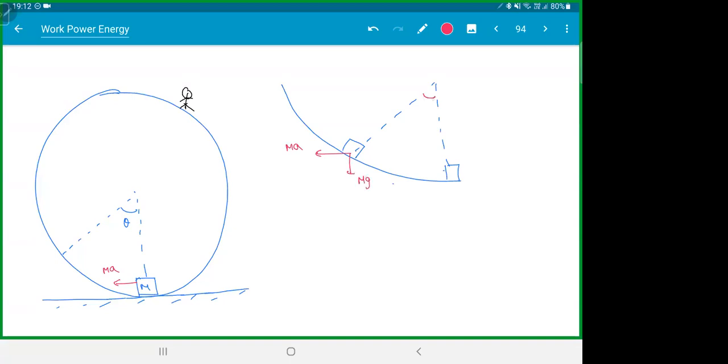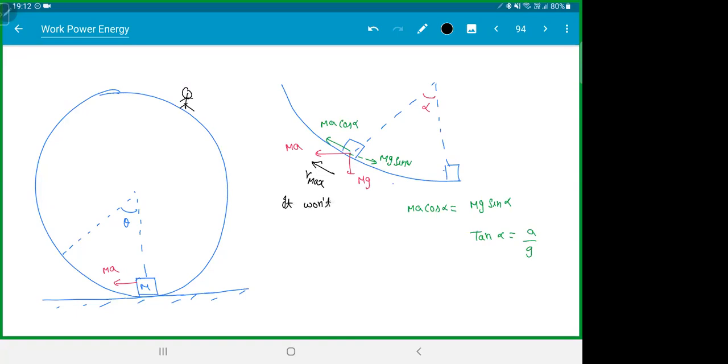This is MG. If you take this angle to be alpha, the components will be mg sin alpha and mg cos alpha. So when these two become equal, ma cos alpha is equal to mg sin alpha, tan alpha is A by G. At this point, the body has maximum speed. This is your mean position. It won't stop here.